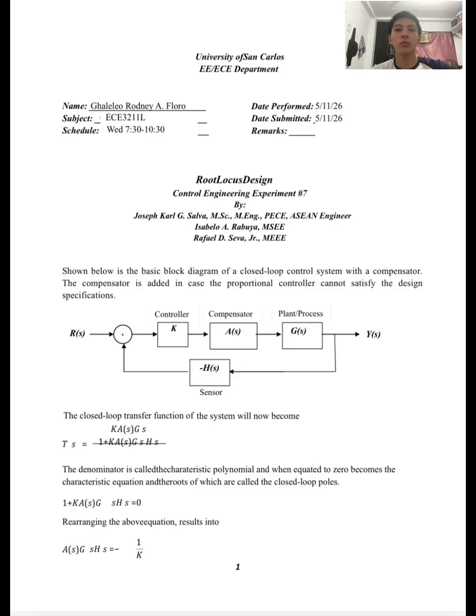Good day everyone. So I just finished doing the lab report 7. The lab introduces the closed loop control system with a compensator added to the system.